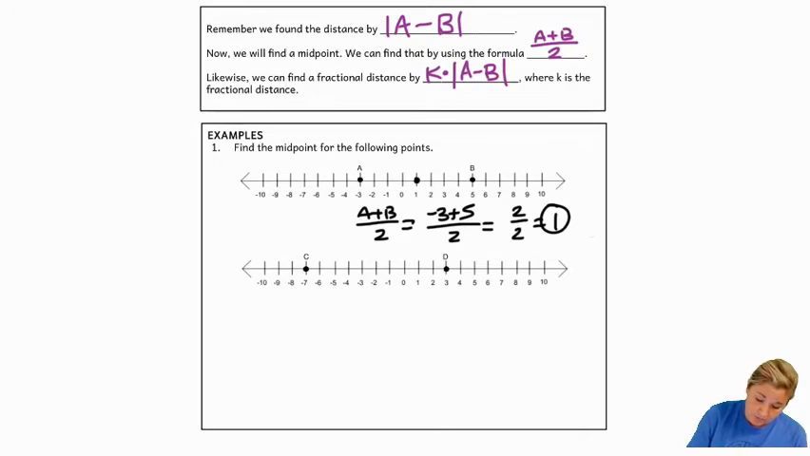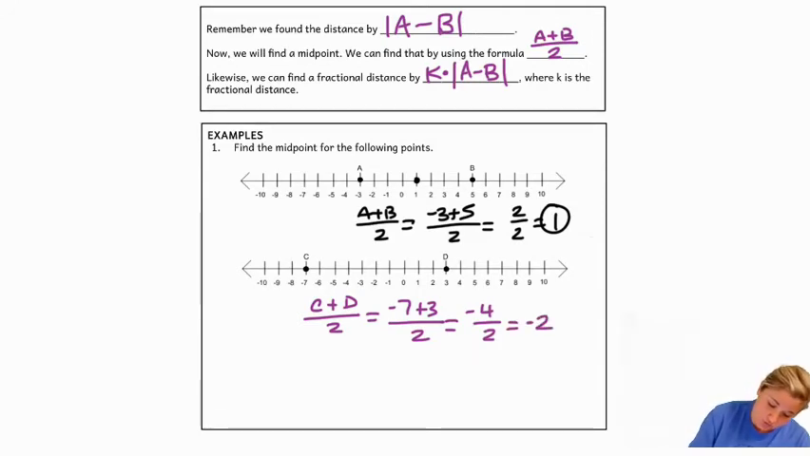And then the midpoint between C and D, that's going to be C plus D divided by 2. So C is at negative 7 plus 3 divided by 2. So this ends up being negative 4 divided by 2, which is negative 2. So my midpoint here is there. So you can see that the distance there between those two is exactly the same.